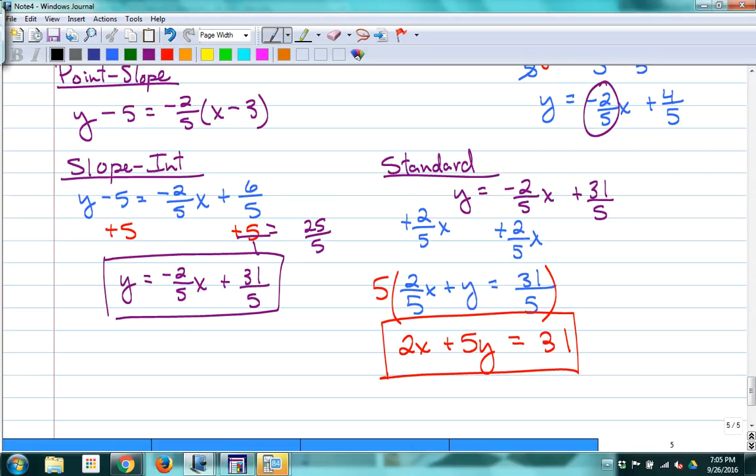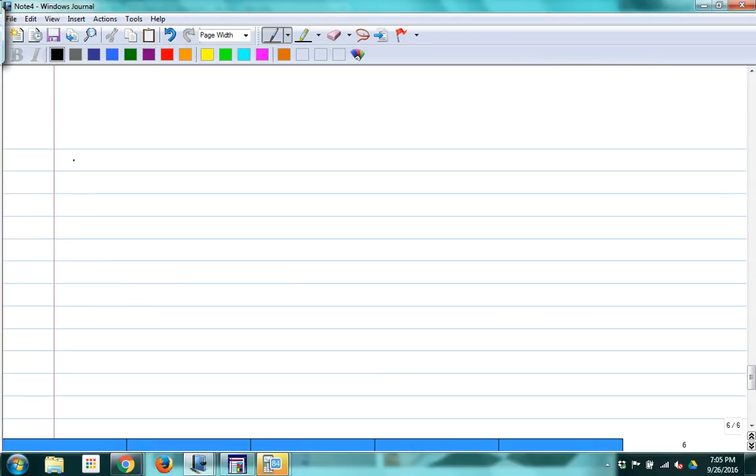All right, let's look at perpendicular lines. What makes 2 lines perpendicular? Absolutely, perfect. Perpendicular lines cross and they make right angles. When they cross, 90-degree angles there. So they do intersect at 90-degree angles.